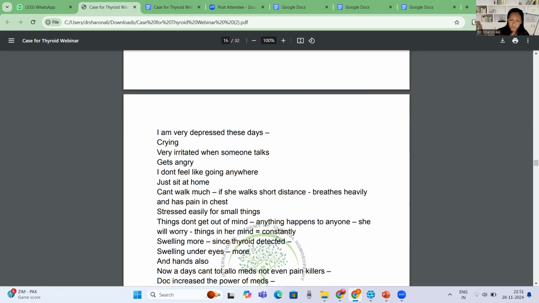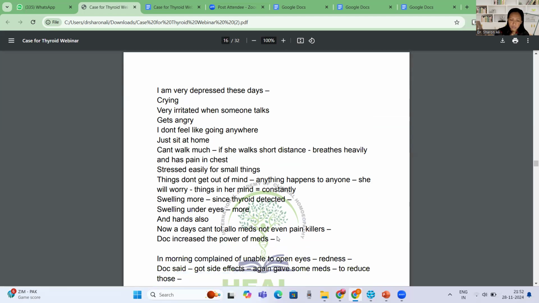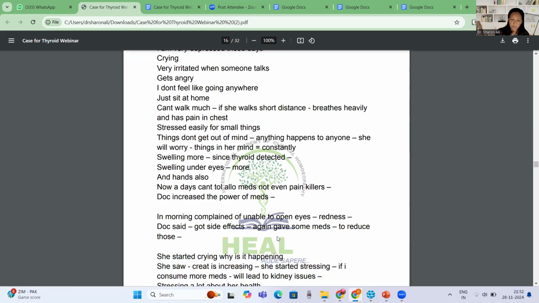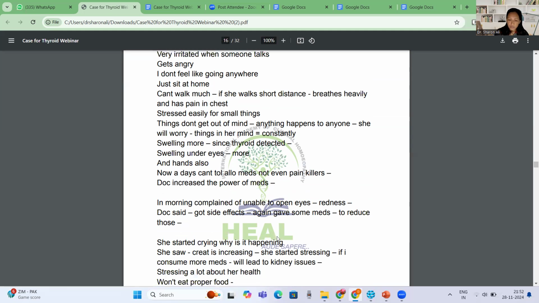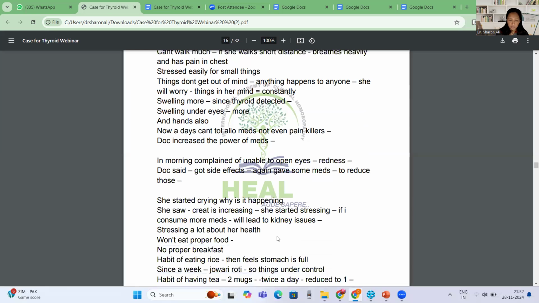Nowadays can't tolerate allopathic medicine, not even painkillers. Doctor has increased the power of the meds. In the morning, complains of unable to open eyes, redness. Doctor said these are the side effects of the medicine she has taken, so she has to reduce them. She started crying when this happened. She saw her creatinine rising. She started stressing. If I consume more medicines, then it will lead to kidney issues. So she started worrying.